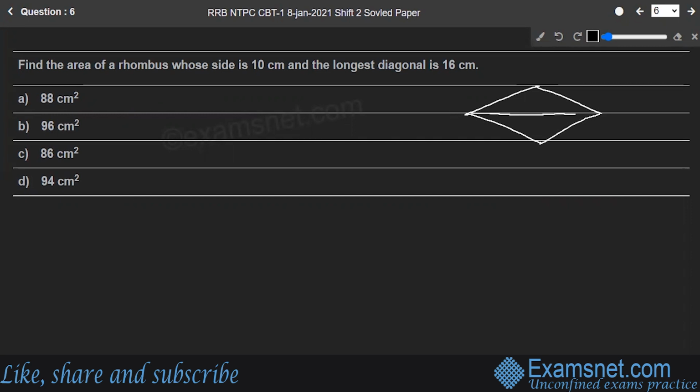This is the longest diagonal. The side is equal to 10 centimeter and the longest diagonal is 16. That means this much is equal to 8. What is the formula for area of the rhombus? First of all, we have to find out the area. So concentrate on that. Area of rhombus is equal to half into the product of the diagonals, that is D1 into D2. I know one diagonal is 16, but I don't know the other one. So let's find out that one.